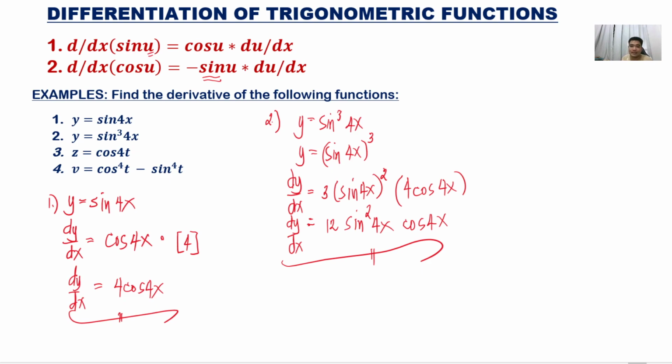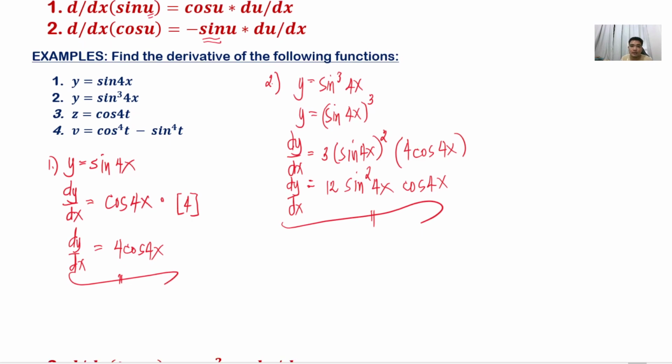So, super madali lang siya. Next, we have number 3. Ano yung given sa number 3? Z is equal to cosine 4t. Check nyo to class ha, kasi hindi lang y tsaka x ang mga variables naman. We can use other variables such as z, yung sa alphabet natin, and then we can even use Greek alphabet.